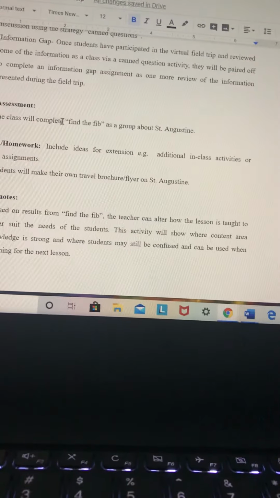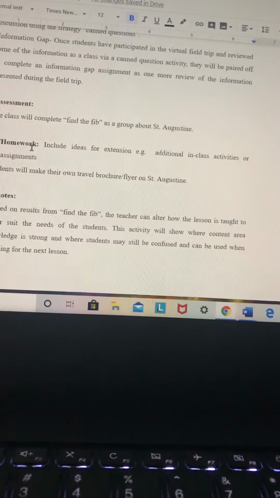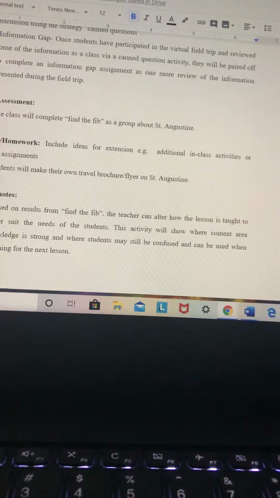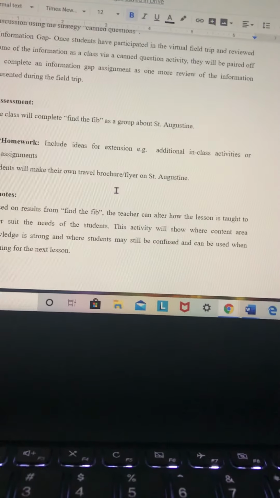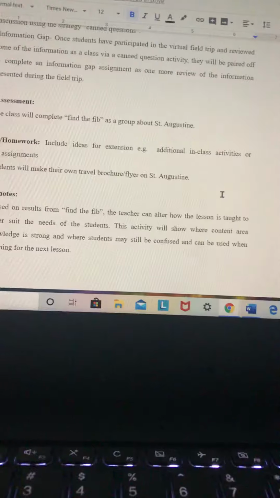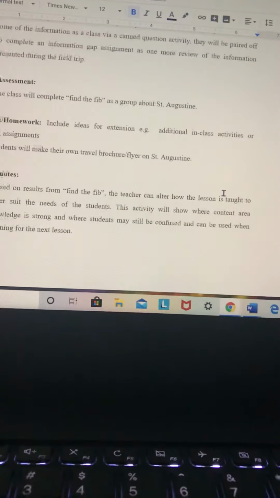For review, they would do a find the fib, and then as extension or homework, I thought it would be fun for students to do a travel brochure or flyer on St. Augustine. So that's basically it.